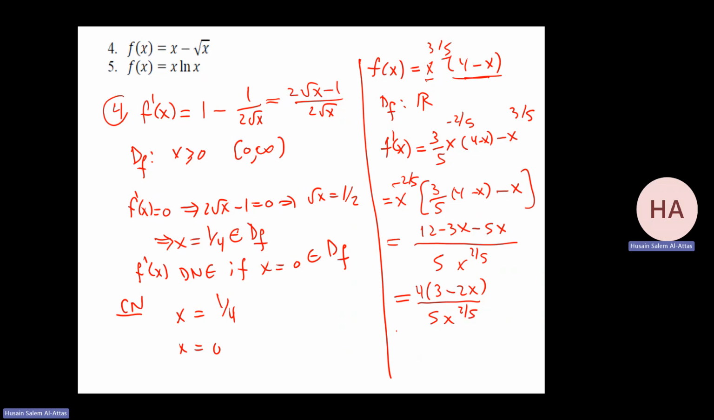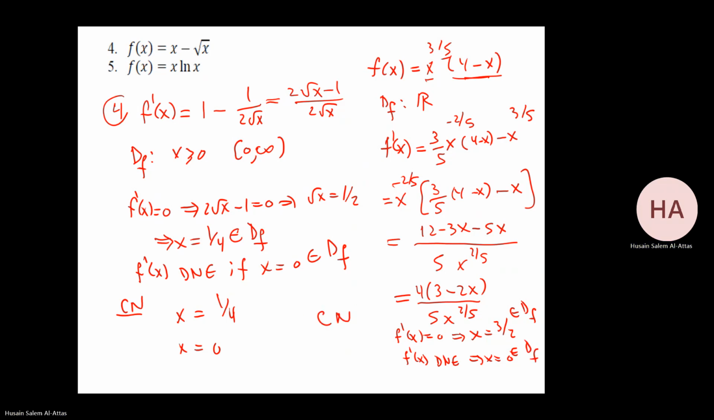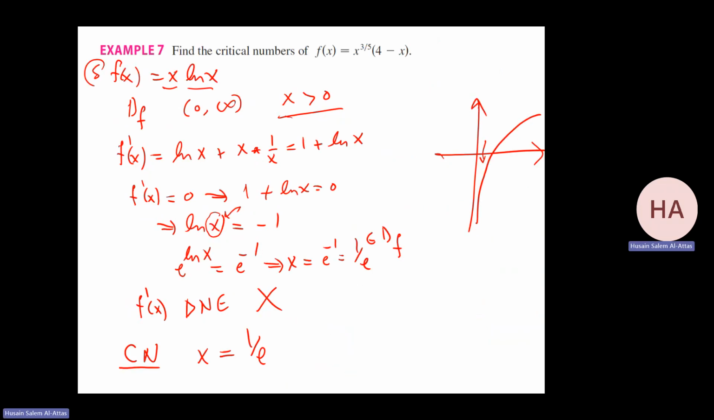Now, f prime equals 0. Very clear, x equals 3/2. Belongs in the domain? Yes. f prime does not exist: I have x equals 0, which belongs in the domain of f. So what are the critical numbers? x equals 3/2 and x equals 0. Okay, so we did this.